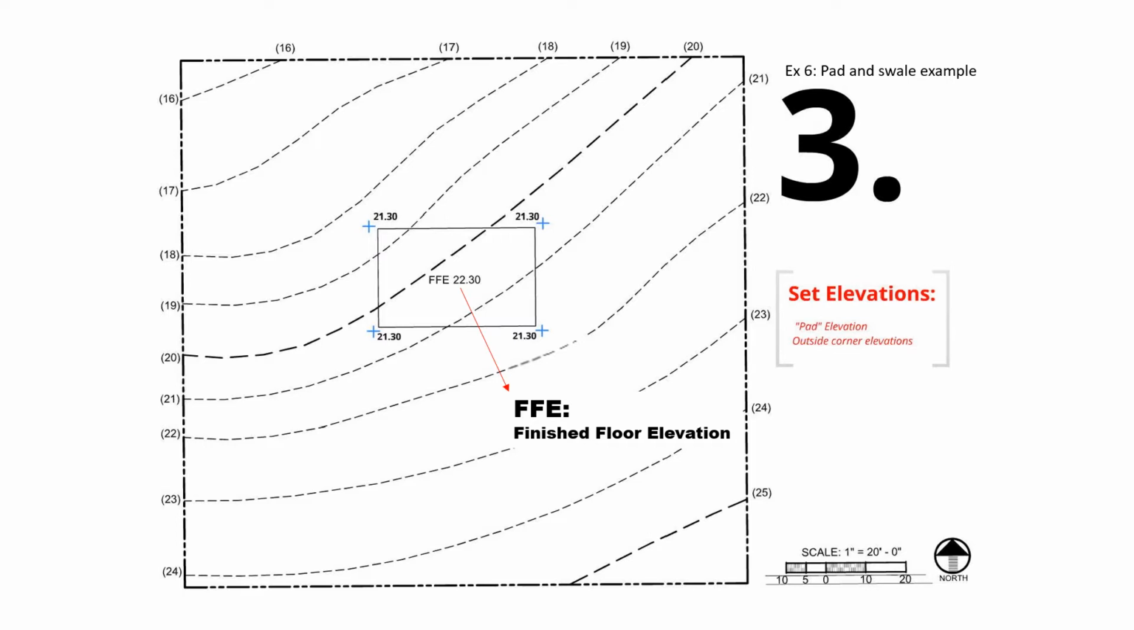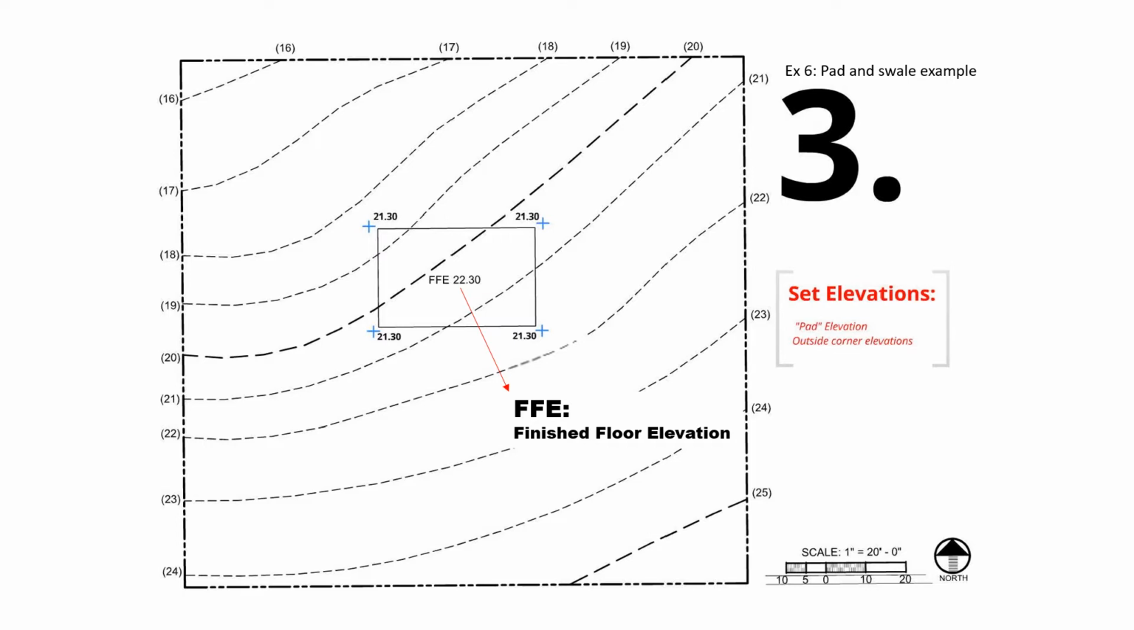Notice in this example and the exercise that the pad elevation is given to you, indicated by the FFE 22.30. FFE here stands for finished floor elevation, which we will explain in a minute. But just note here that FFE is set for you in this exercise. Later on, we'll ask you to set your own FFE based on what you think will be an appropriate elevation.